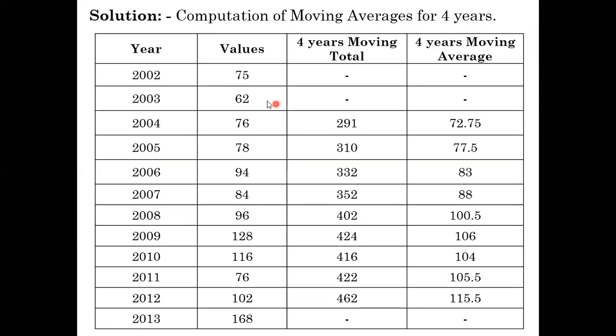So what we have to find out? We have to find out the table. See, 4 years moving total. 4 years. You have to mark like this. 75, 62, 76, 78. 4 years moving average. So see, I'll show. See, 75 up to 4 years. 75, 62, 76, 78. 291. Is it? Next, from 62 to 94. 62, 76, 78, 94. Okay.